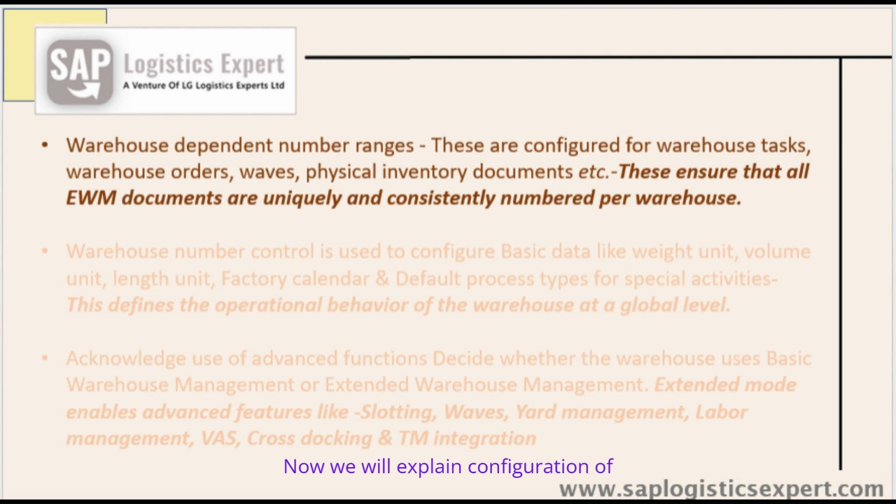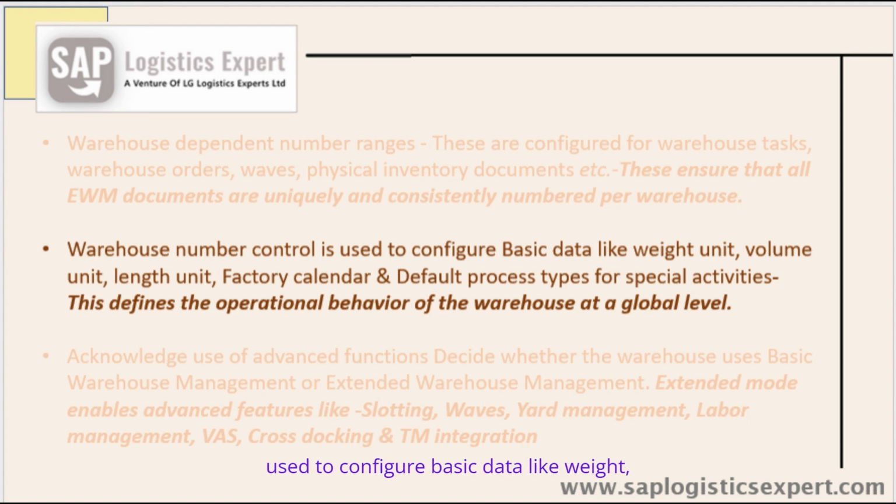Now we will explain configuration of number ranges, warehouse control, and advanced functions acknowledgement. Warehouse-dependent number ranges are configured for warehouse tasks, warehouse orders, waves, physical inventory documents, etc. These ensure that all EWM documents are uniquely and consistently numbered per warehouse.